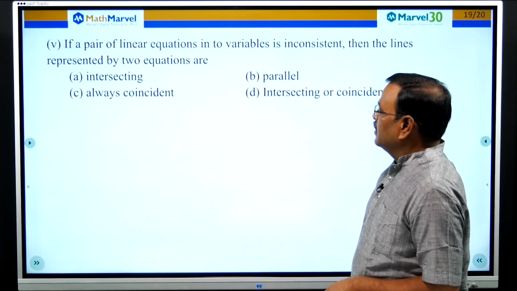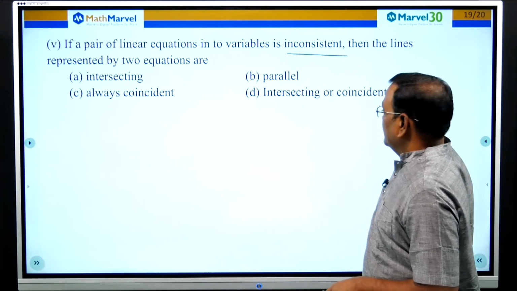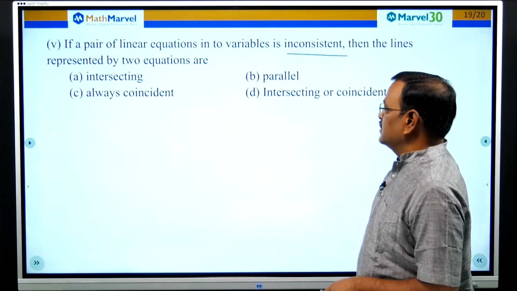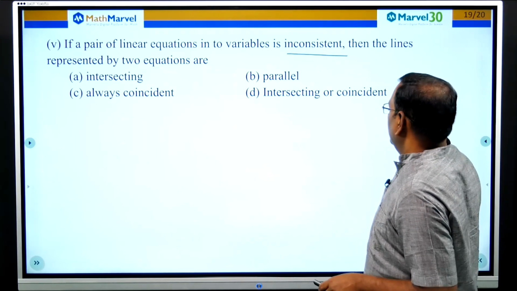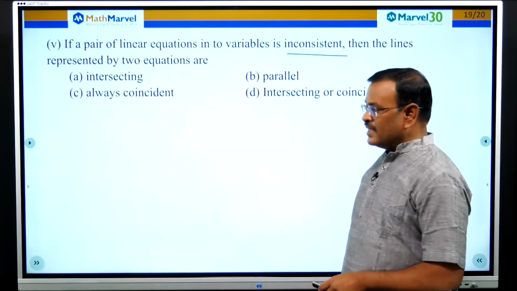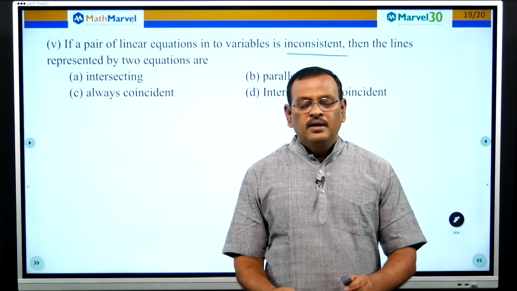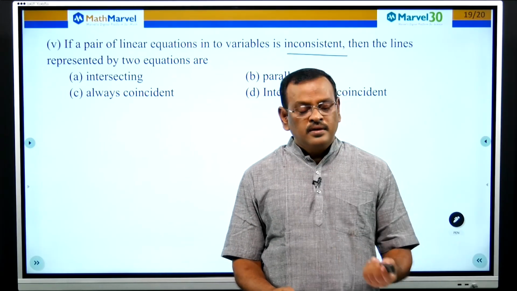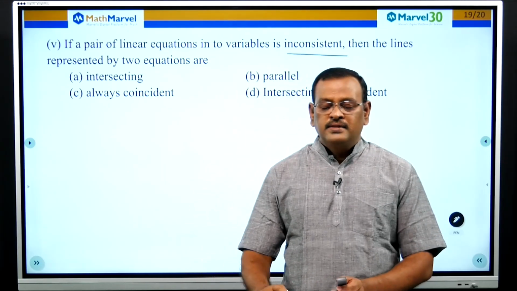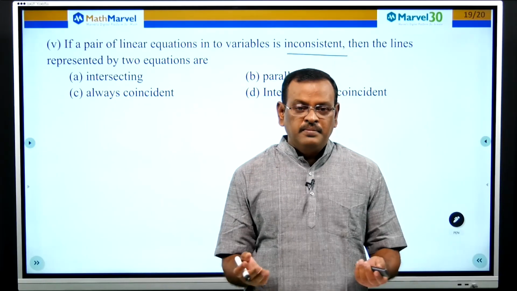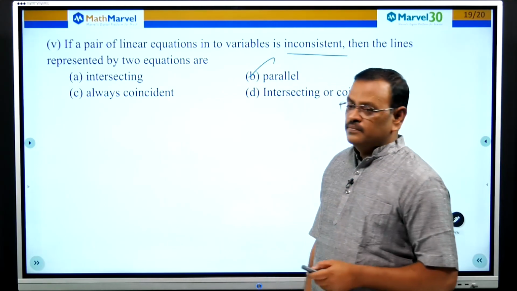Now the fifth subdivision: if a pair of linear equations in two variables is inconsistent, then the lines represented by the two equations are dash: intersecting, parallel, always coincident, or intersecting or coincident. Inconsistent means it has no solution. No solution means the lines are not intersecting and also not coincident, so what is the other possibility? Neither intersecting nor coincident means both lines are parallel, option B.